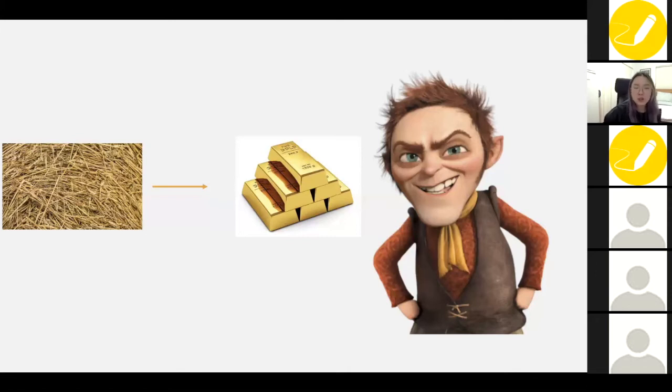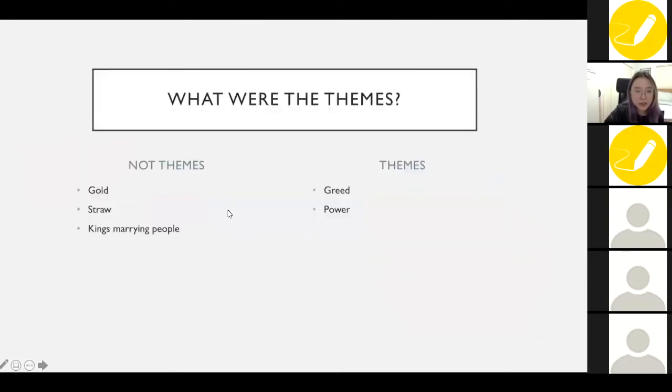I don't think she stole the baby, because realistically, Rumpelstiltskin could have just not said, if you can guess my name, you can keep the baby. If he just shut his mouth, then obviously he would get the baby at the end. Yeah, awesome. All right, so what were the themes? So not themes: gold, straw, theft, kings marrying people, right?